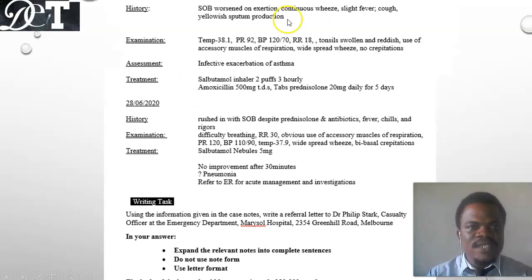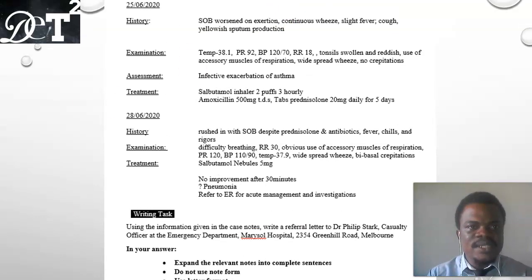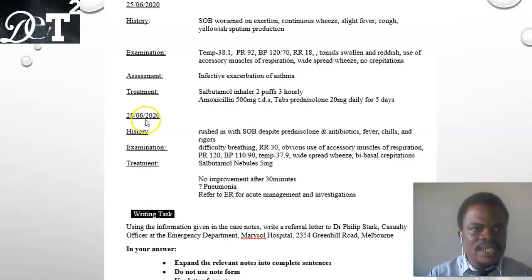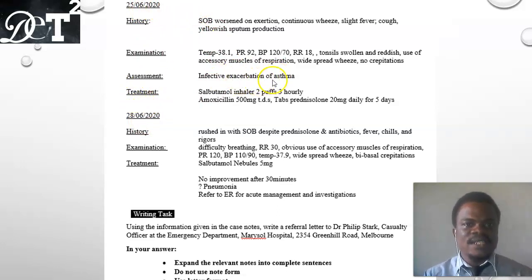This patient visited again on the 23rd. This patient visited again on the 25th of June, and our diagnosis again is infective exacerbation of asthma. That means this patient has actually been having asthma. Then on the 28th, which is today, that we are seeing the patient, we are now suspecting this might be pneumonia. So what are we going to do?